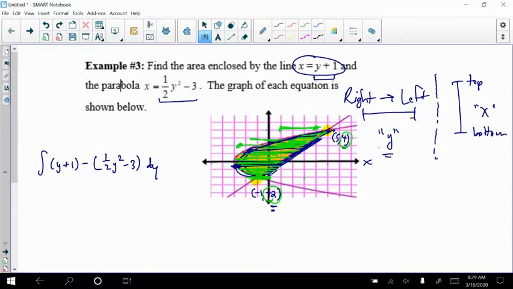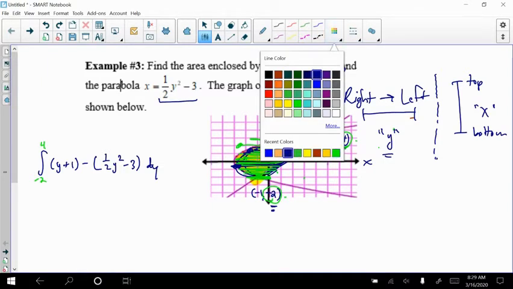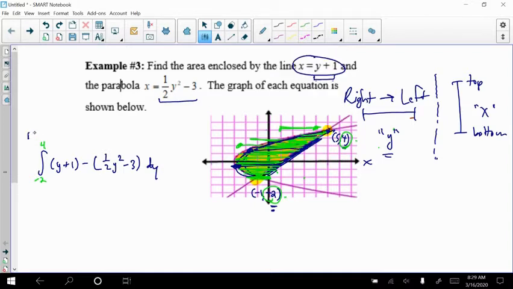So you're measuring right to left, starting at -2 and ending at 4. So make sure you do have the bounds in terms of y, not in terms of x. Okay, once you set up your problem, it does not matter what letter your integral's in. You just still treat it normally.